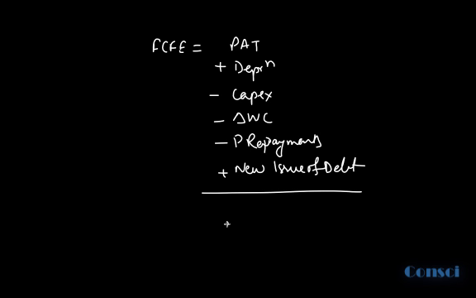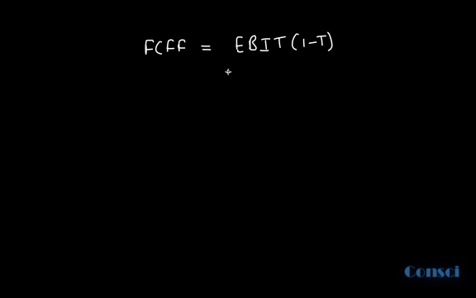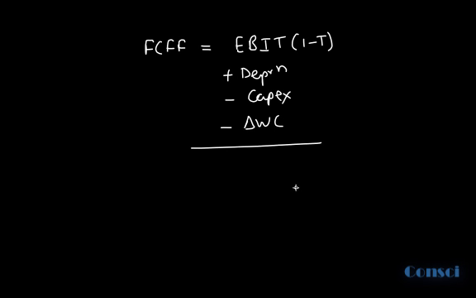Now let us look at how you calculate free cash flow to firm. FCFF is given by, now it is a firm-level cash flow, so it begins with EBIT into (1 minus T), so it is essentially post-tax EBIT, plus depreciation minus capex, so the rest of the things remain the same, minus delta working capital. So that is how you will calculate free cash flow to firm.